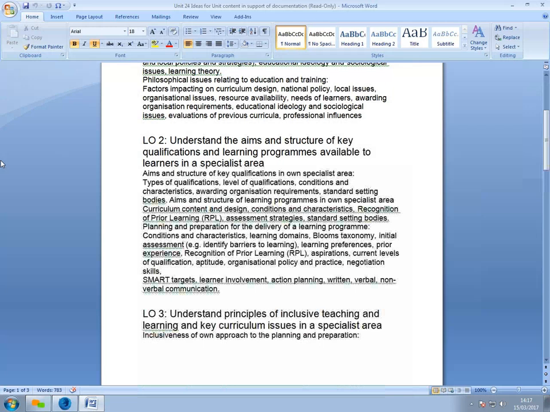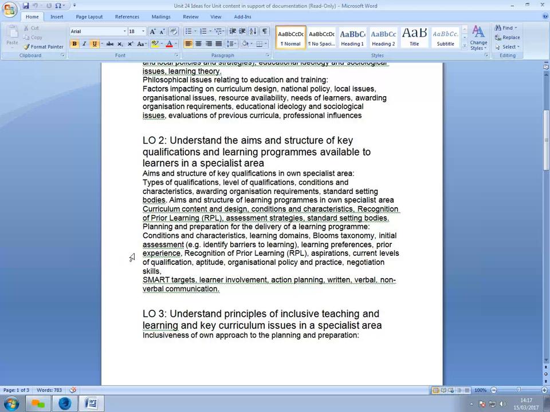Learning objective 2, understand the aims and structure of qualifications. Types of qualification, level of qualification, conditions and characteristics, awarding organisation requirements, standard setting bodies. Aims and structure of learning programmes in your own specialist area. Curriculum content design, conditions and characteristics, recognition of prior learning. Assessment strategies, standard bodies, all things you may be involved in, you may have mentioned before, you may not.